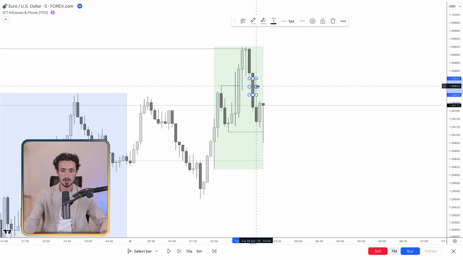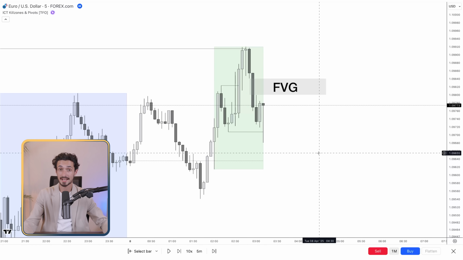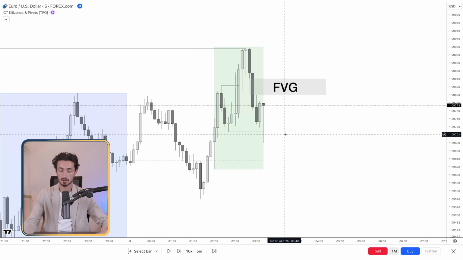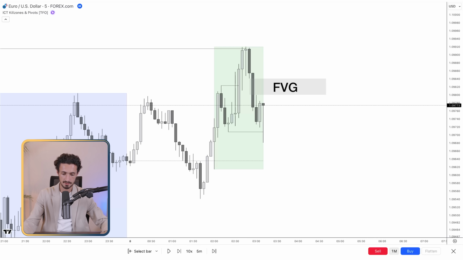Very clear. For those who don't know what a fair value gap is, it's a 3-candle formation where the second candle, the middle candle, has a clear gap between 1 and 3. That shows you that there is a liquidity void at that level. Very, very simple. It's essentially an imbalance between supply and demand. That imbalance is likely to get filled.